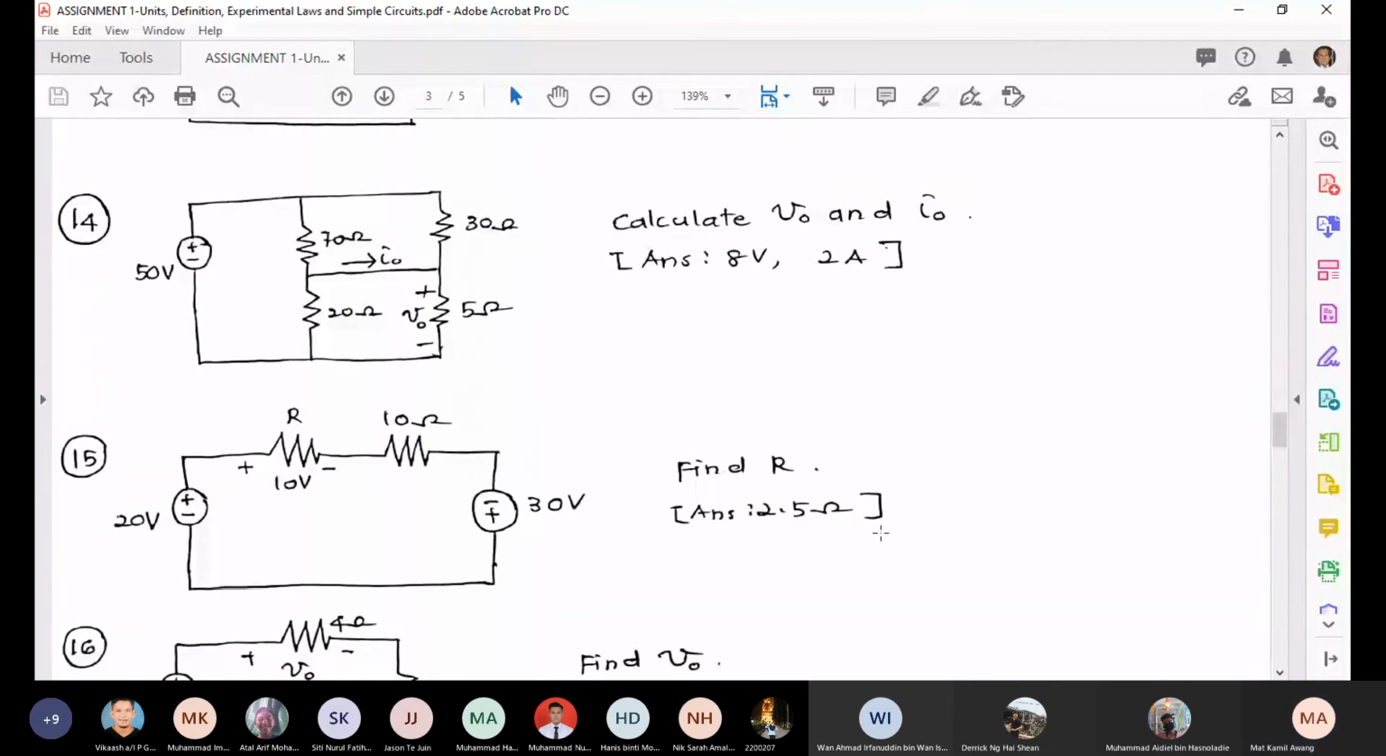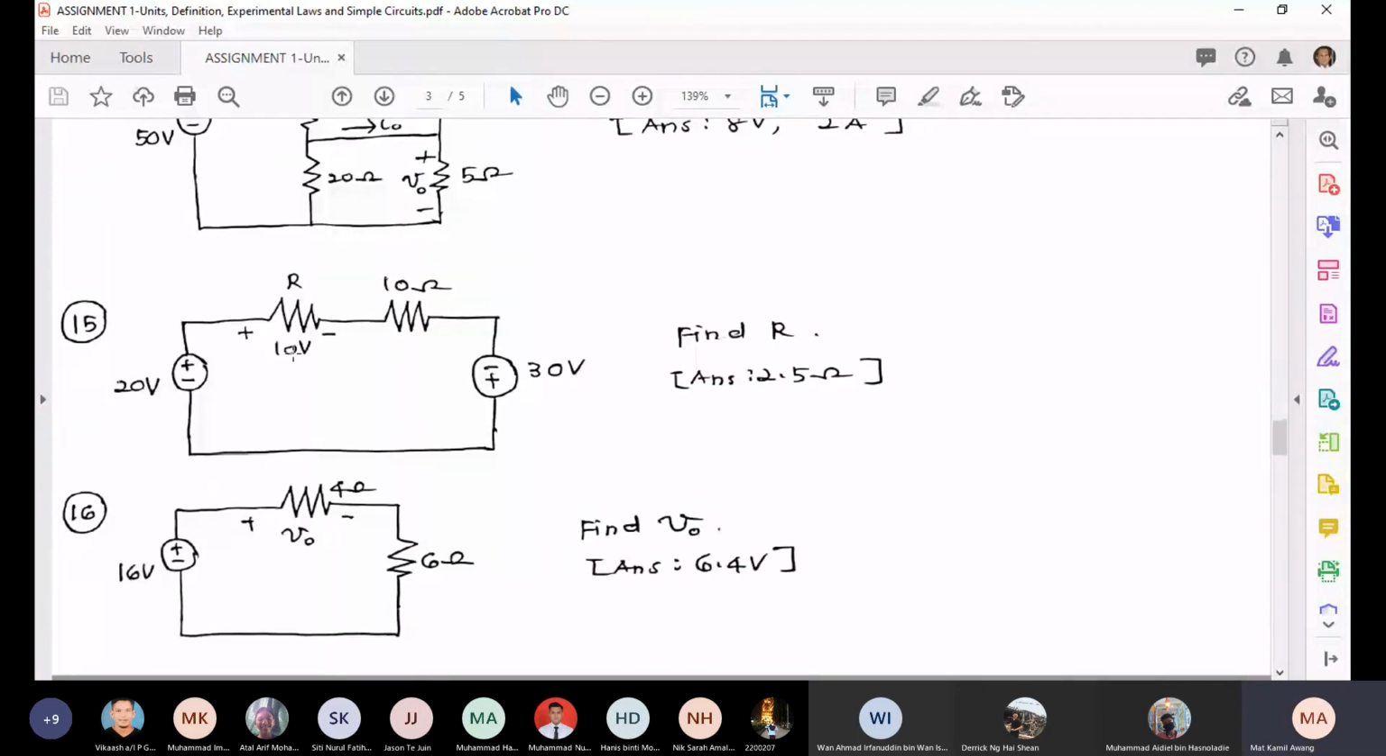Number 14. You have 50 volts and you have 4 resistors connected in this way, and you have to find V0 and I0. You have to try on your own for this one.